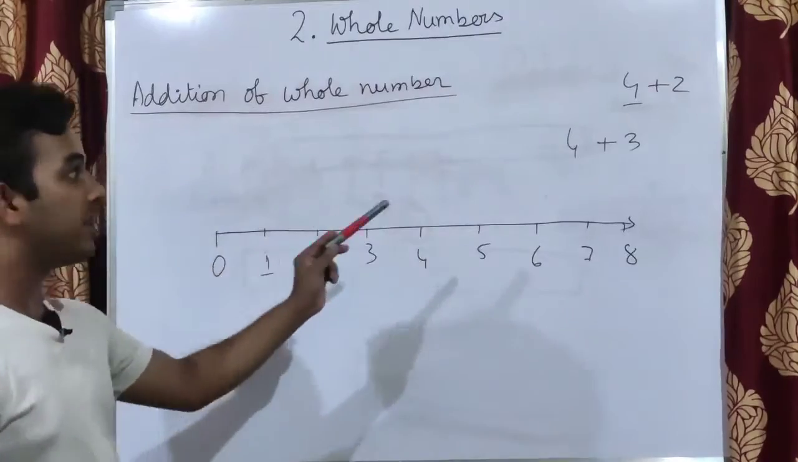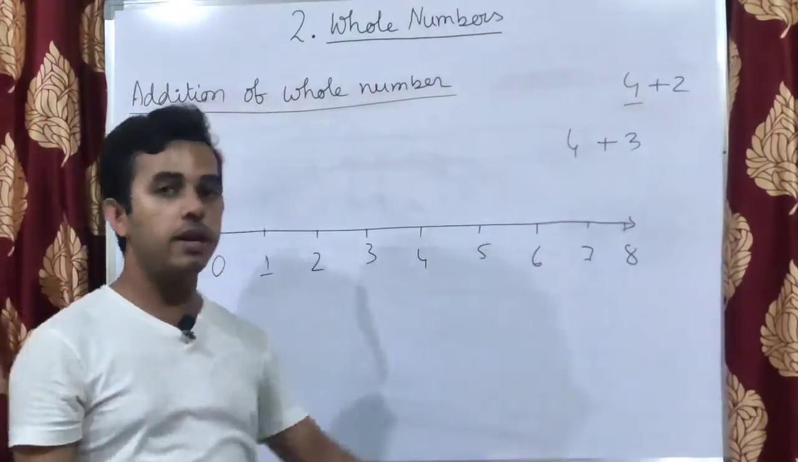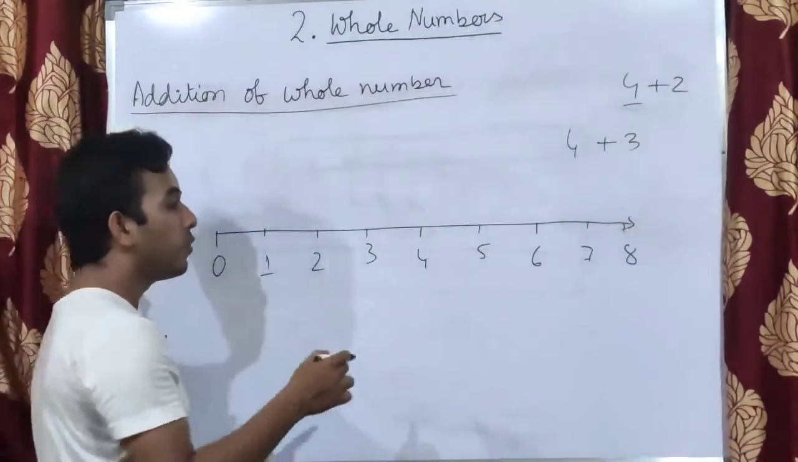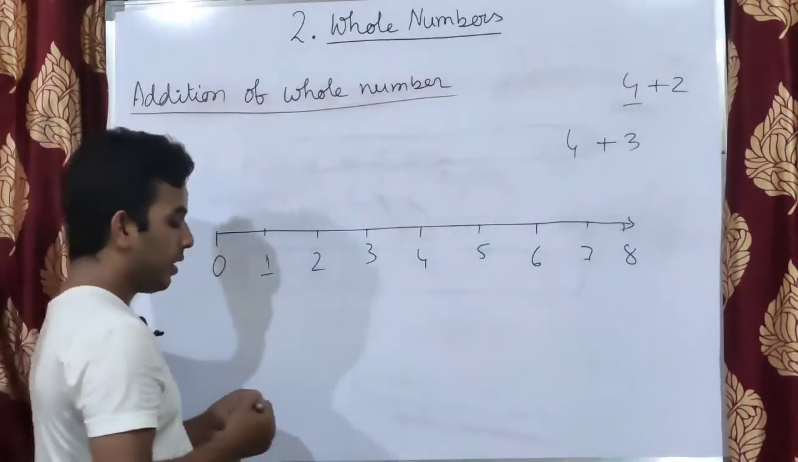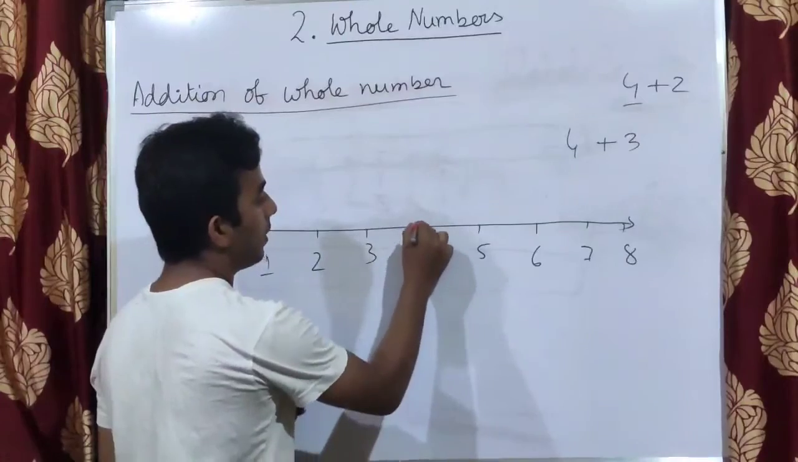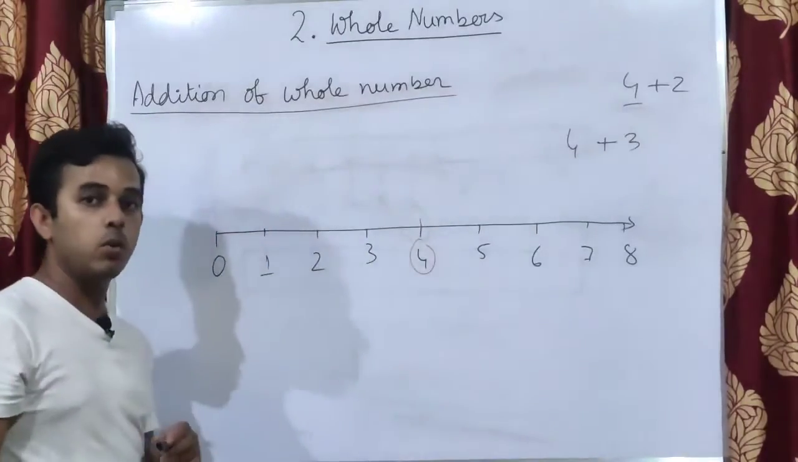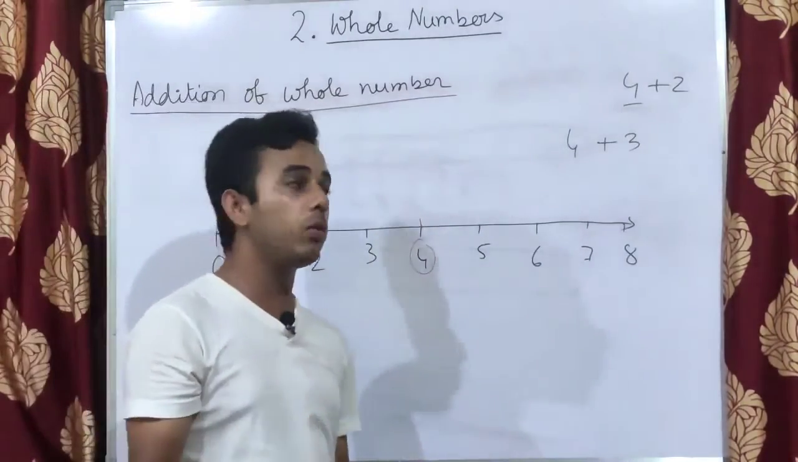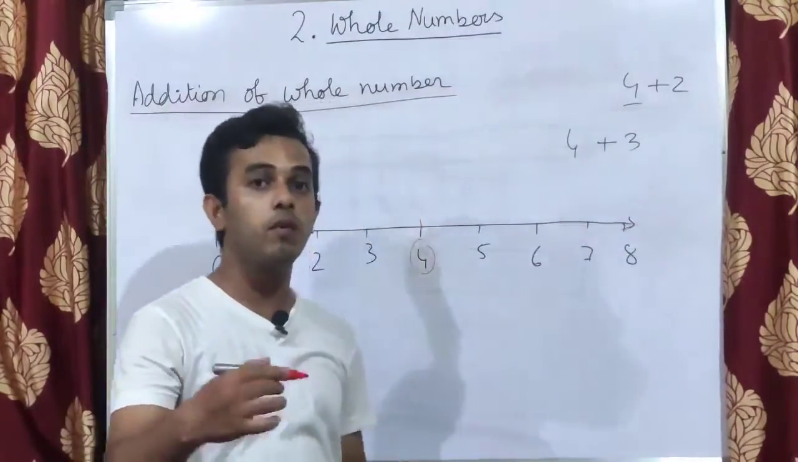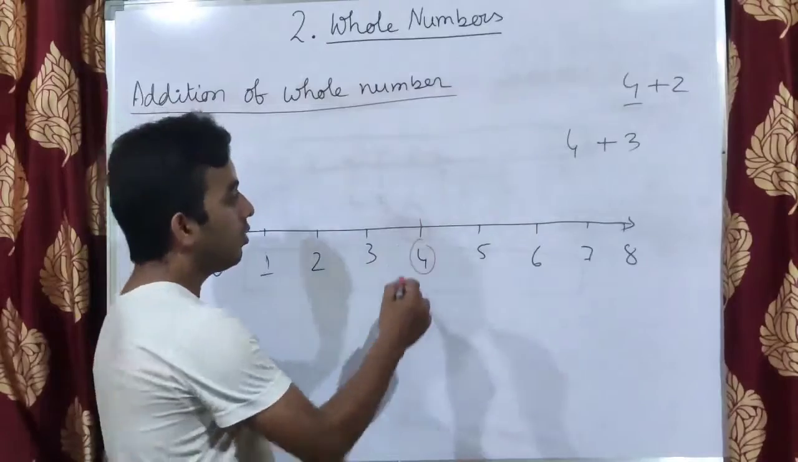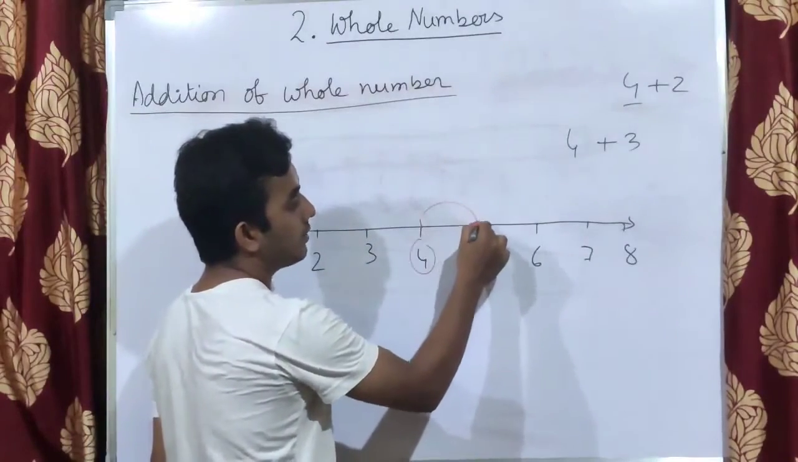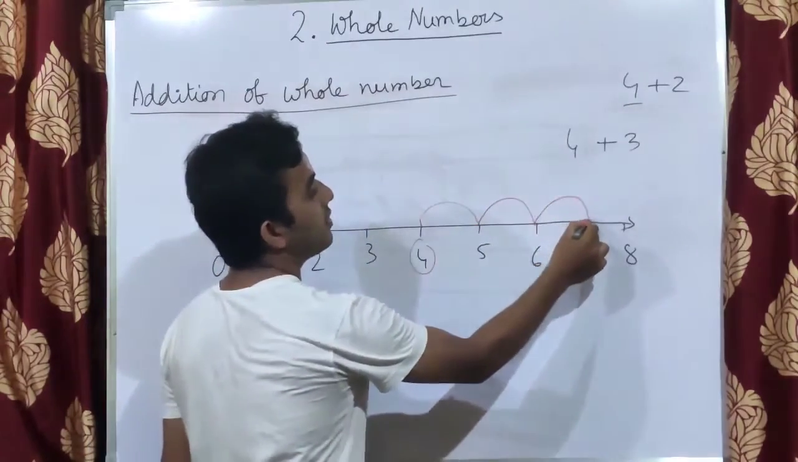So here what is the first number? It is 4, right? So first we will find out where is 4. So our 4 is there, right? Now next what will we do? How many jumps will we take? We will take 3 jumps from 4, towards which side? Towards the right side. So first jump 1, second jump and third jump.